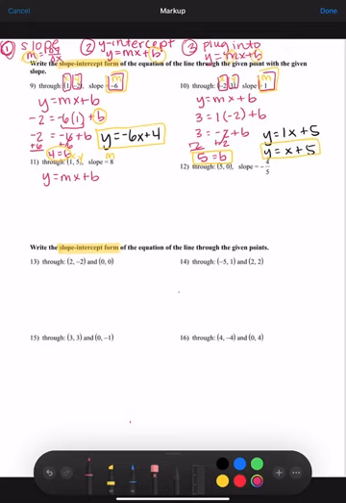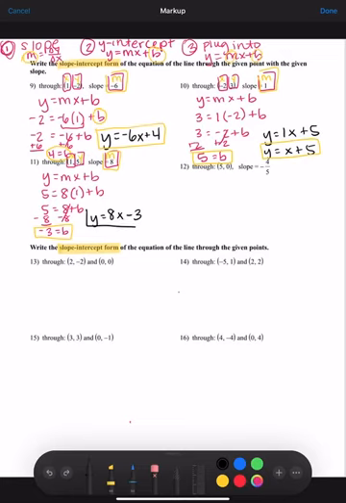So I'm plugging in 5 for y, 8 for m, 1 for x, plus b. When I simplify, I get 8 plus b, and I'm going to subtract 8 from both sides. This gives me -3 for b, and I already have 8 for m, which was given, and so I have y equals 8x plus b. In this case, it's -3 because my b was negative. So that's my equation for this one.